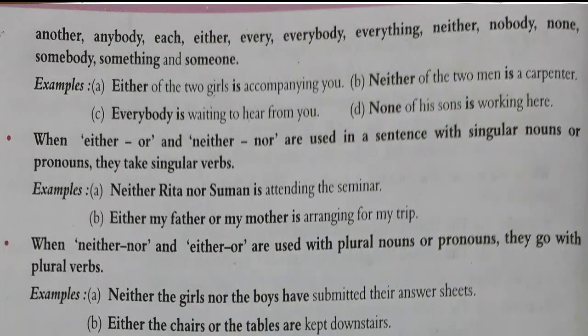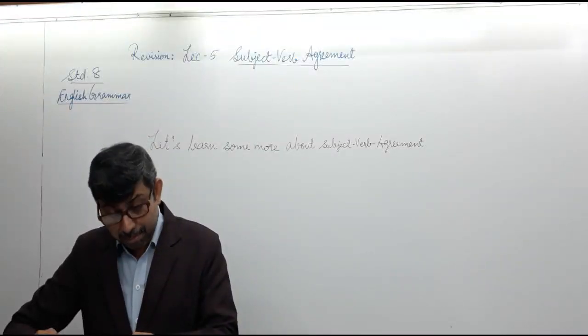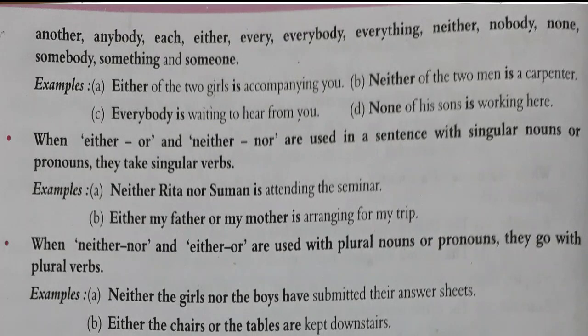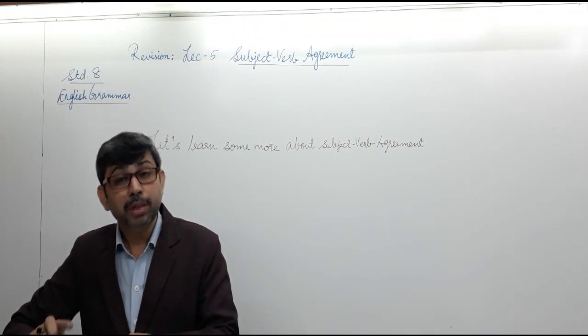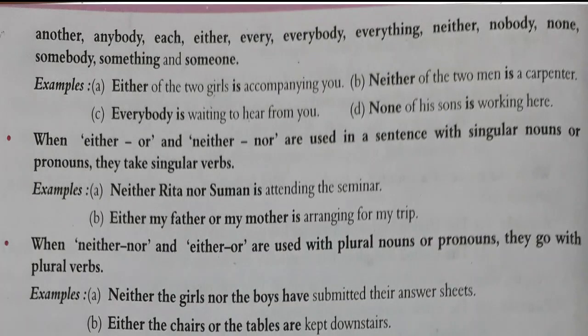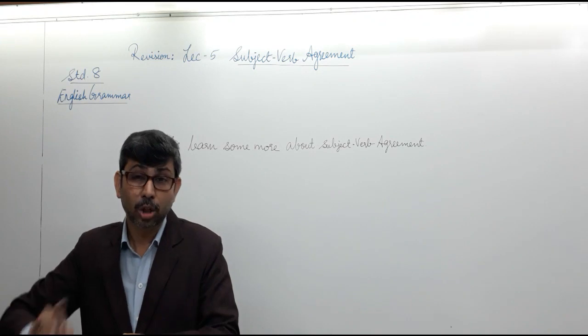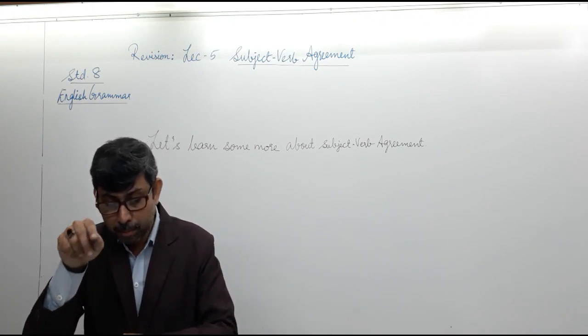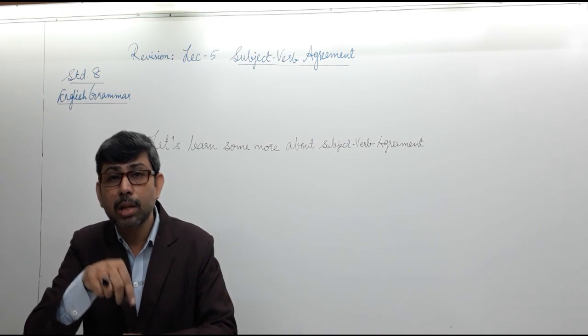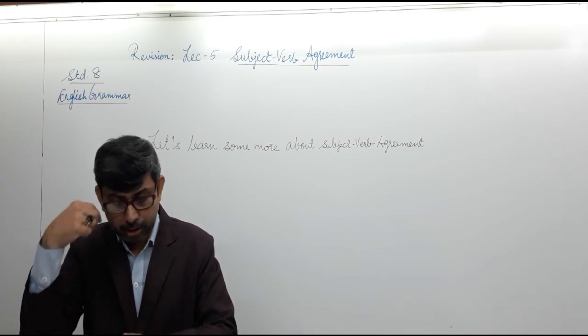Further, when either or and neither nor are used in a sentence with singular nouns or pronouns, they take singular verbs. Examples, neither Rita nor Suman is attending the seminar. Here we are trying to say none of the two, and we are talking about each one of them. So neither Rita nor Suman is attending the seminar, and we will not be writing over here are attending. No matter we are taking two names over here, Rita and Suman, but we have used the word neither, which indicates singularity with the singular noun over here.